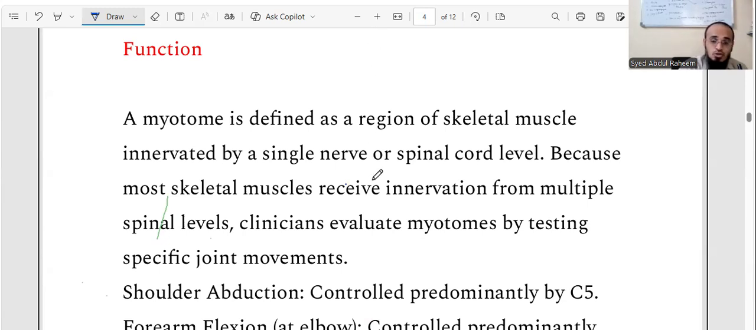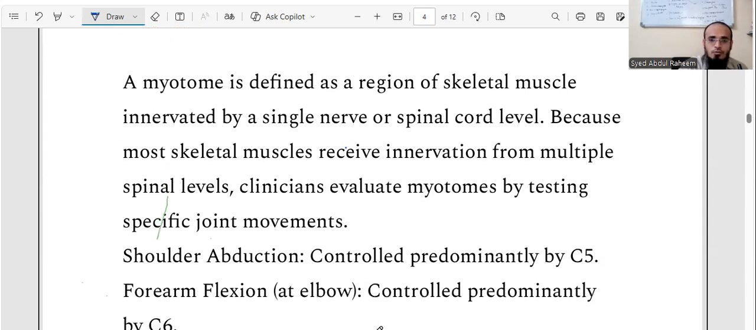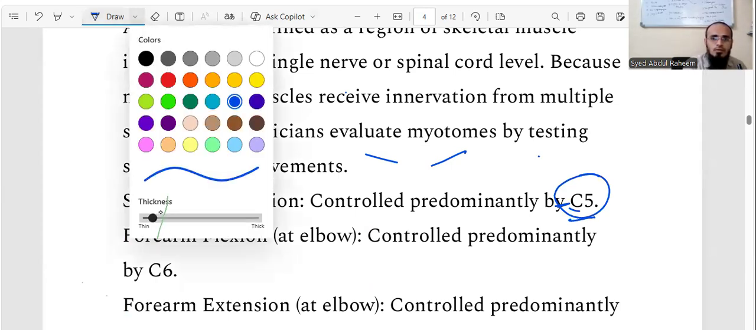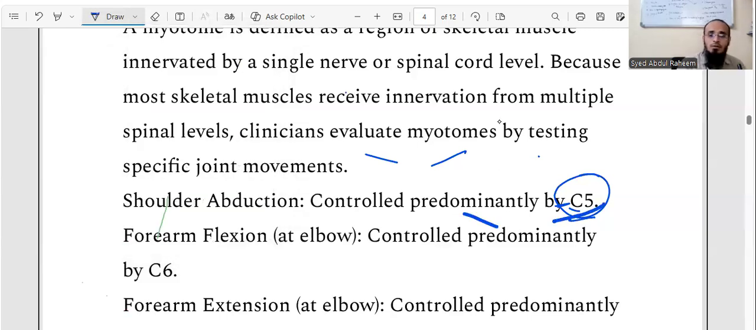One is shoulder abduction. If you want to see any problem at the C5 level, what you have to do is test shoulder abduction. We have six types of movement. This is adduction, you are adding. This is called abduction, raising your hand away from the body.